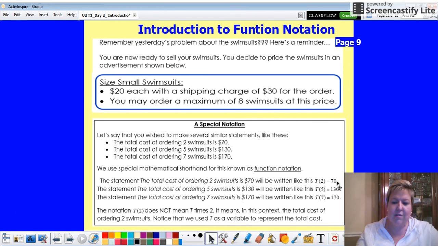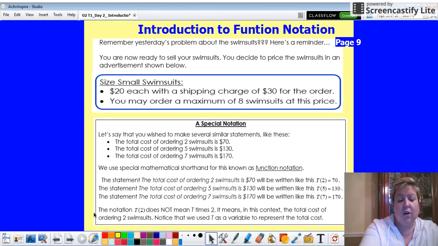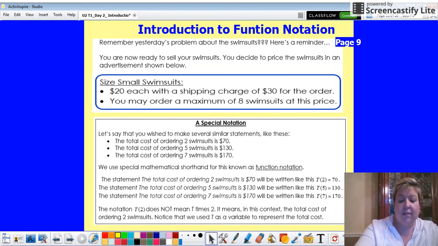So the way you see it written down is the way you are going to always write standard function notation. So the total cost of ordering 5 swimsuits would be T of 5 equals 130, and the cost for buying 7 swimsuits would be written as T of 7 equals 170. Please make sure you understand, and this part's really important, you might want to put a star next to it on your paper.